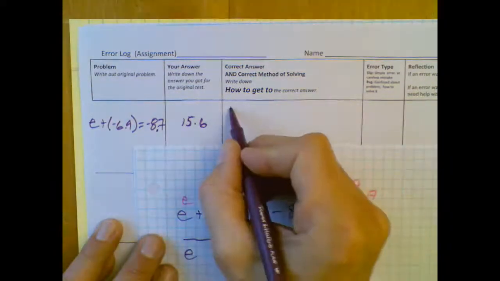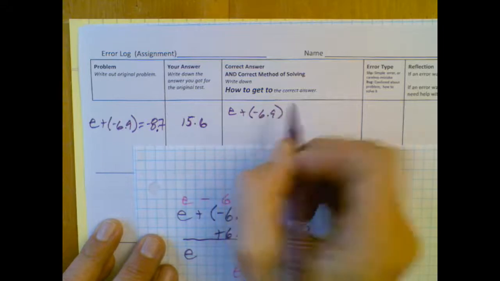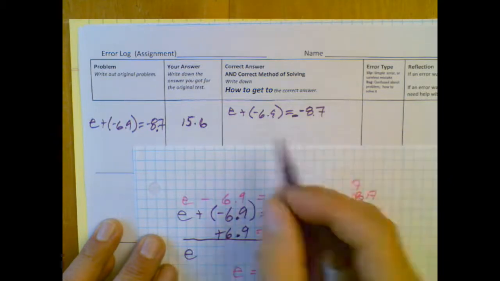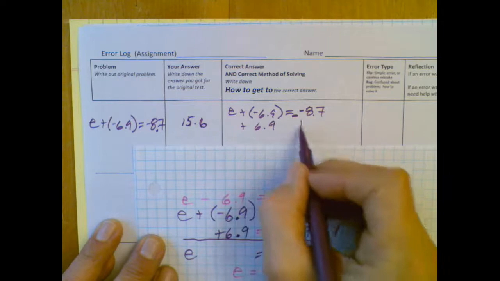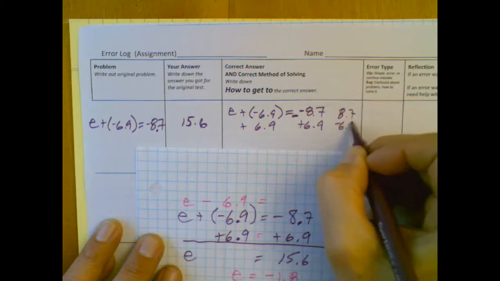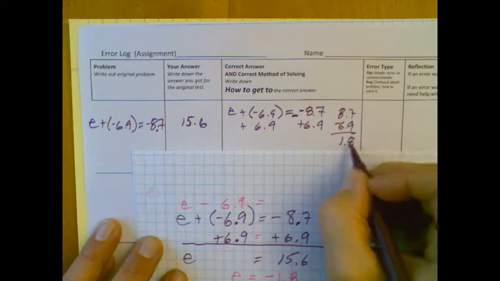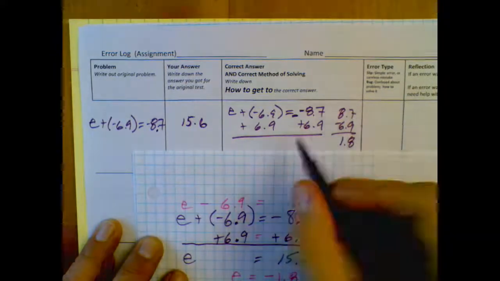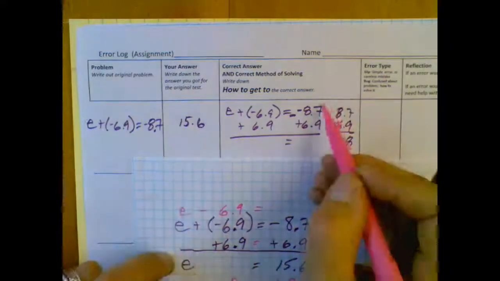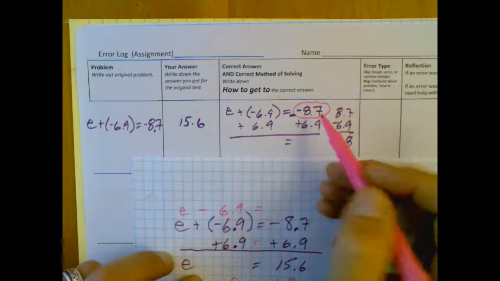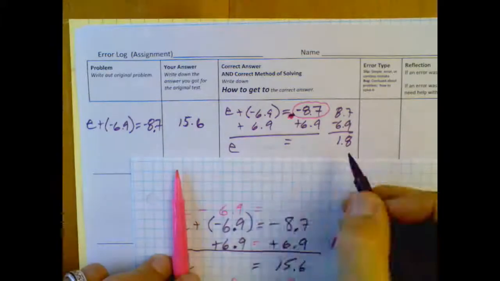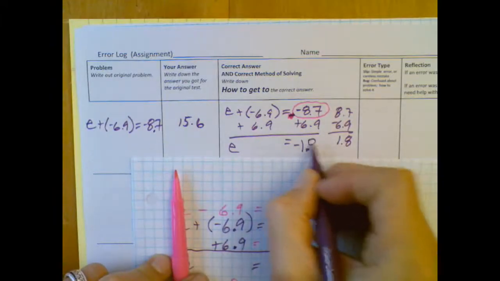So here I go. e plus negative 6 9/10 equals negative 8 7/10. So I'm going to add 6 9/10 to both sides. And here I'm going to do this little subtraction that I just got through demonstrating. And that gave me 1 8/10. But I know the answer is going to be negative because this here is further away from 0 than this. So here my e is equal to negative 1 8/10.